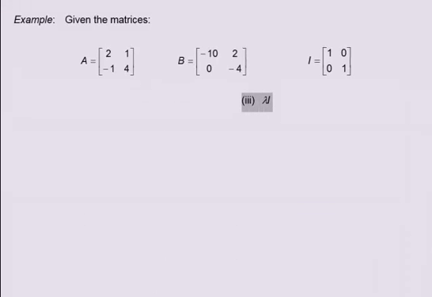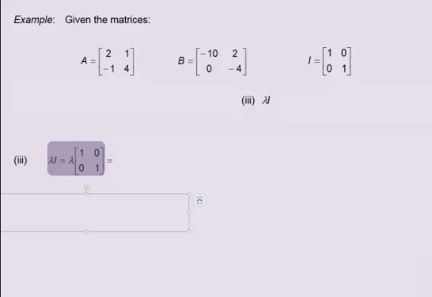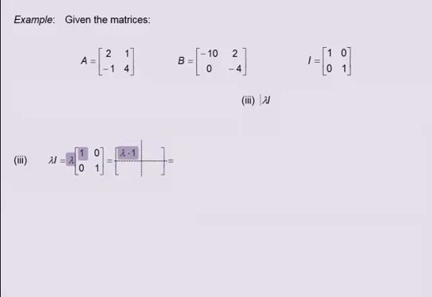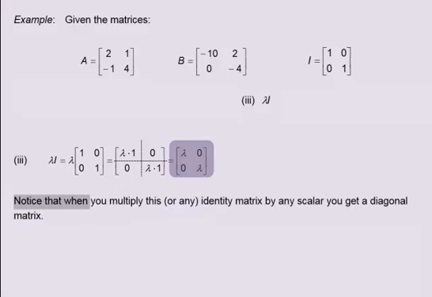3. Lambda I. Lambda I equals lambda multiplied by 1, 0, 0, 1, which equals a 2 by 2 matrix, so draw a pattern like this. Top left will be lambda multiplied by 1, top right will be 0, bottom left will be 0, and bottom right will be lambda multiplied by 1. After performing these calculations, you find that lambda I equals lambda 0, 0, lambda. Notice that when you multiply this or any identity matrix by any scalar, you get a diagonal matrix.